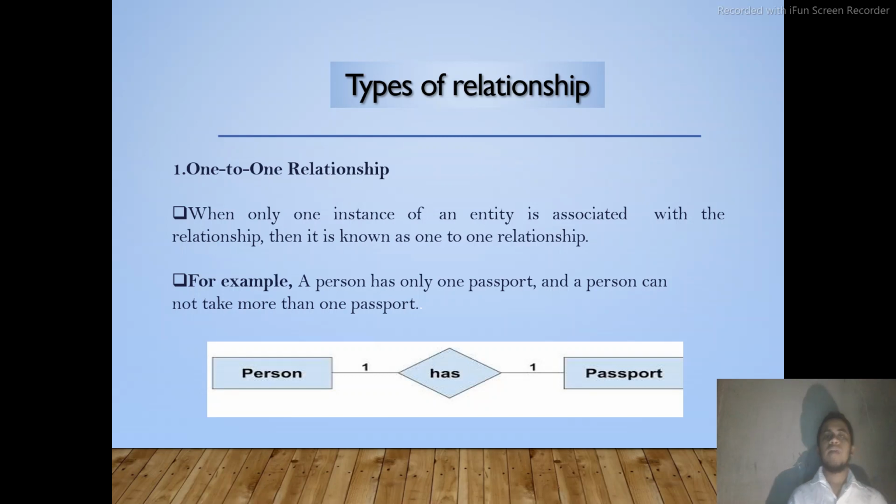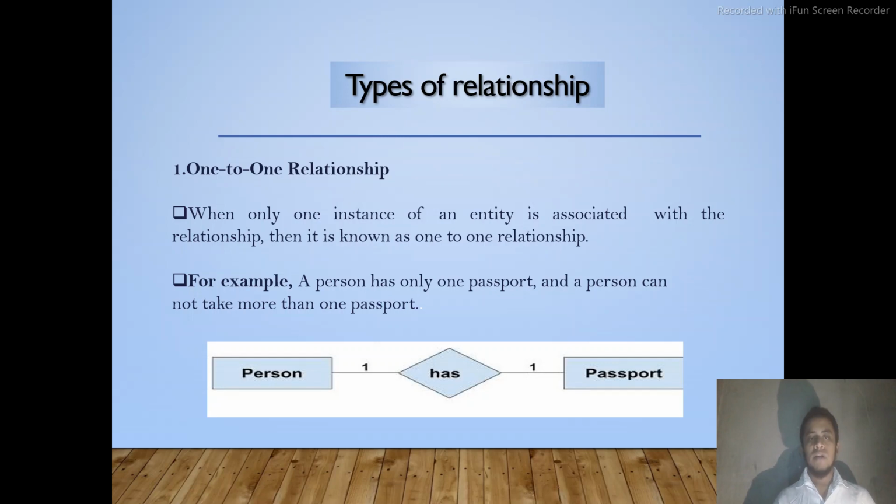Now coming to the point of types of relationship. We previously know that there are four types of relationship: one-to-one relationship, one-to-many relationship, many-to-one relationship, and many-to-many relationship. Now coming to the point of one-to-one relationship.